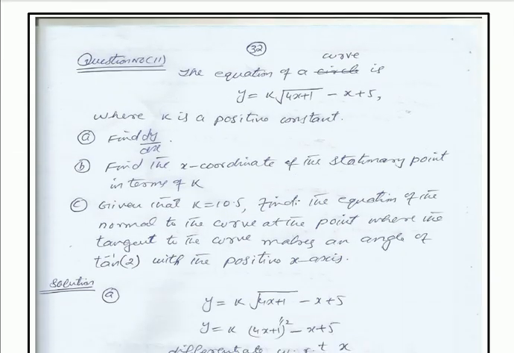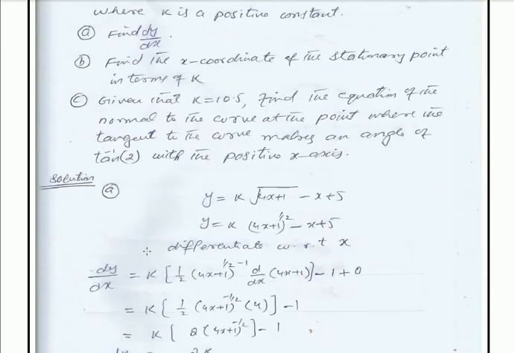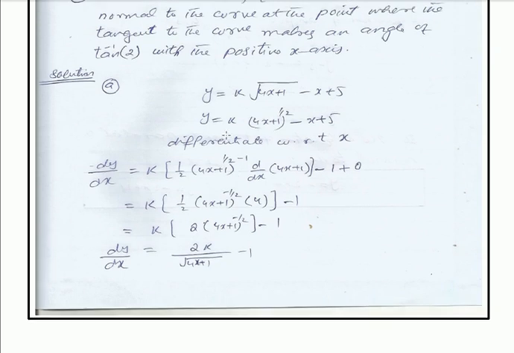For question number 11, the equation of a curve is y equal to k times the square root of 4x plus 1, minus x plus 5, where k is a positive constant. Part A, find dy over dx. First of all, we shall solve part A of this question. For the solution of part A, we shall find the derivative of the given curve.